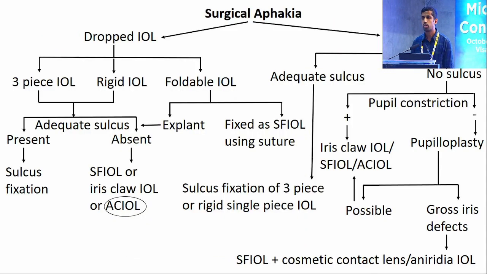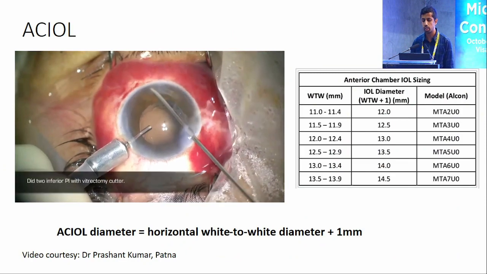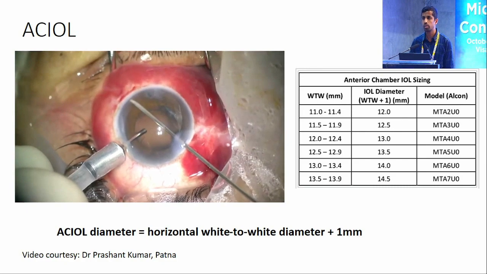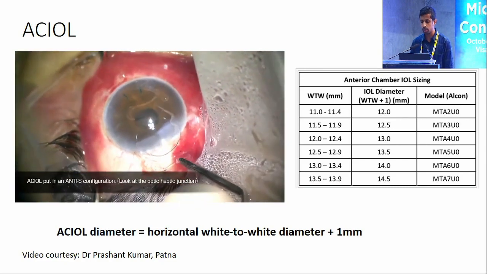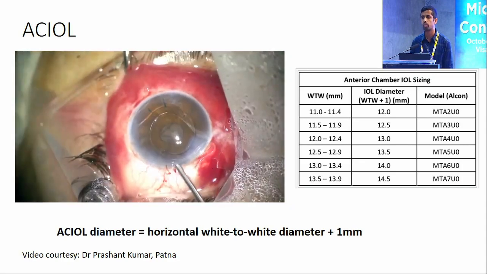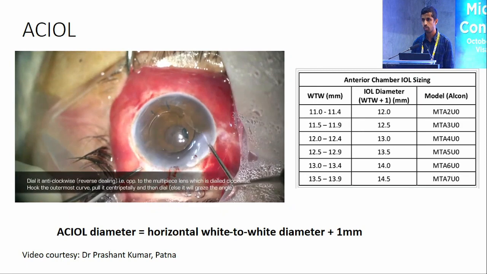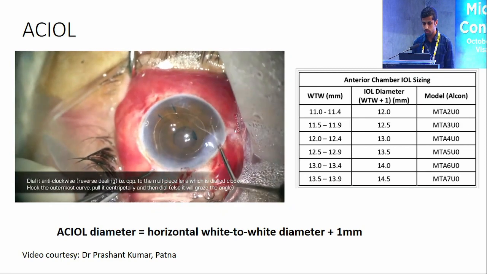So last but not the least, the ACIOL. When you are placing an ACIOL, it is very important to measure the horizontal white to white diameter. So your IOL selection will be approximately 1 millimeter over the horizontal white to white diameter. Commonly we have these 12.5 mm IOLs in our Indian market. If it is beyond this, we have to either go for an iris claw IOL or an SFIL.